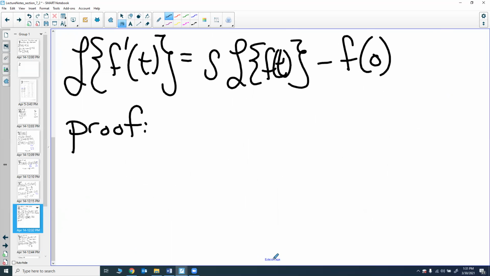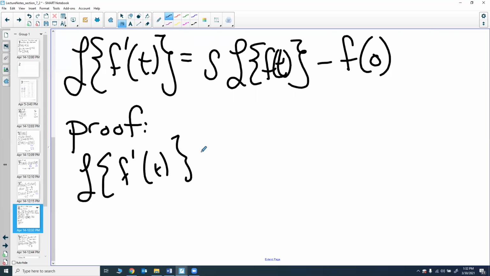I'm going to go ahead and prove this to you. Show you that this in fact is true. Usually when we're proving things, we start with one side. The more complicated side in this case is actually the Laplace transform of the derivative. So we're going to start with that side. The Laplace transform is the integral from 0 to infinity of e to the minus st times f prime of t dt.